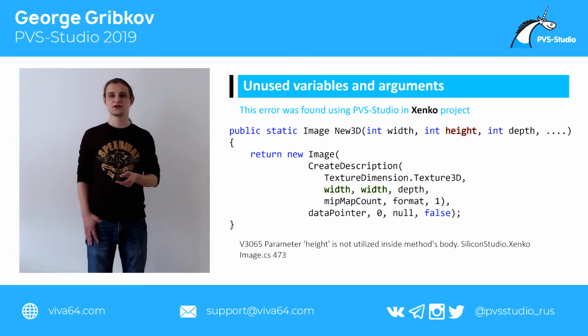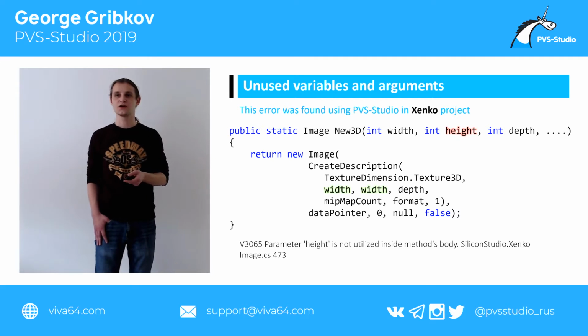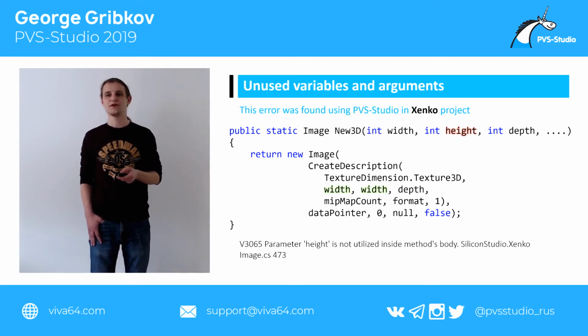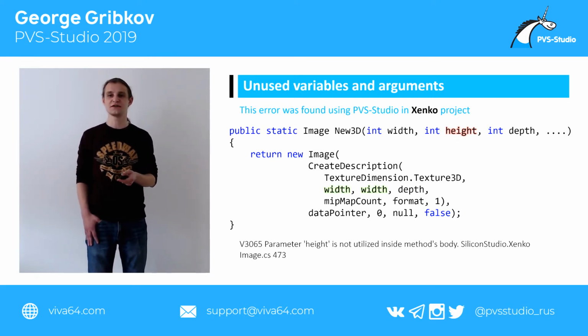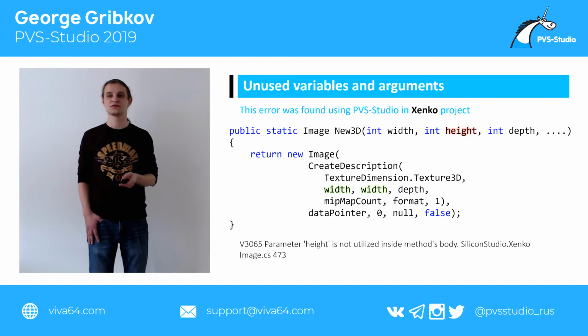PVS-Studio may notice anomalies in the fact that some arguments are not used. Here is a classic example. The function receives the values of height, width, and depth, but the height is not used in any way. Instead, the width is used twice.